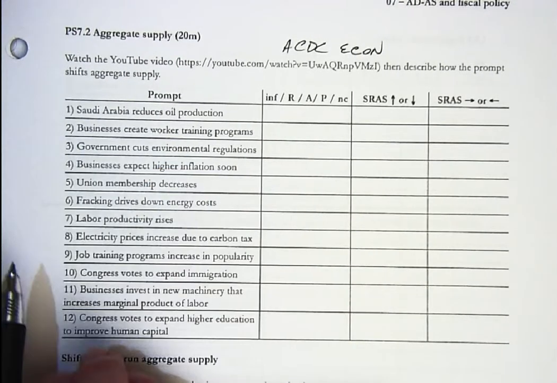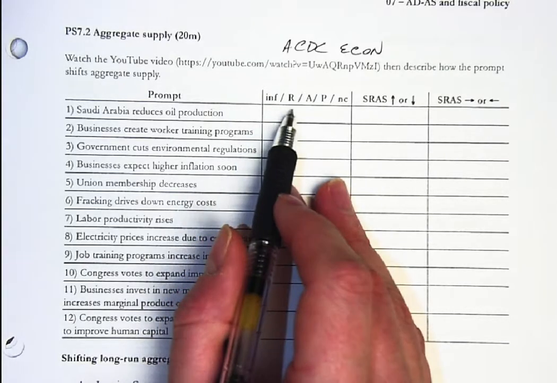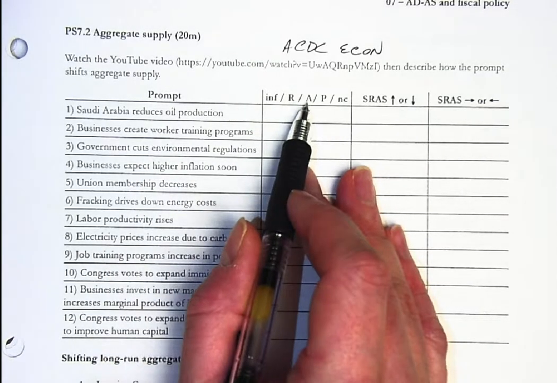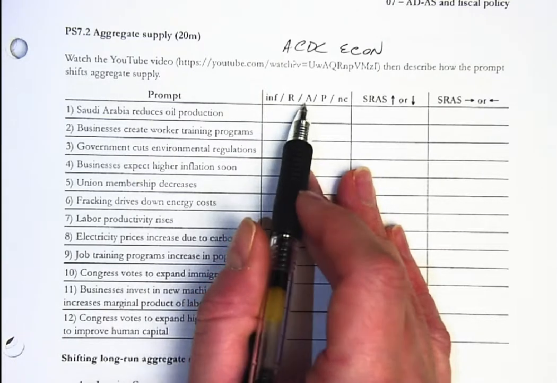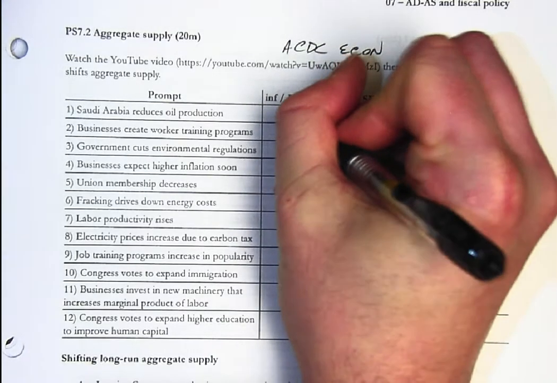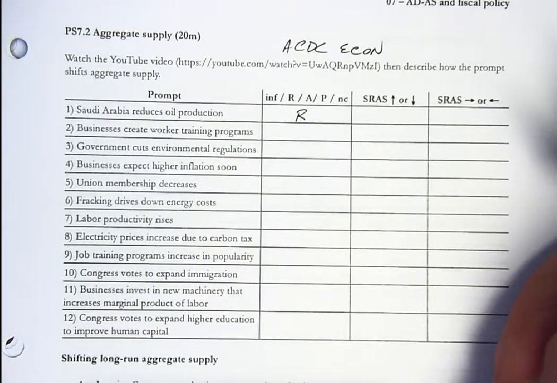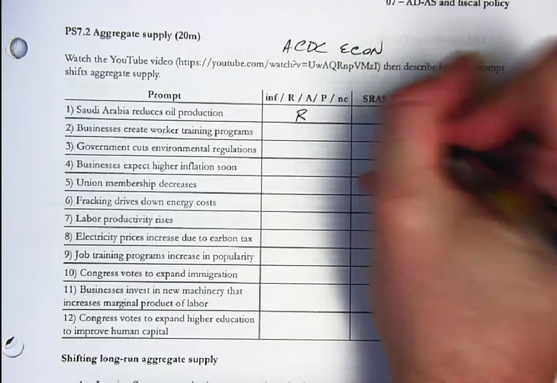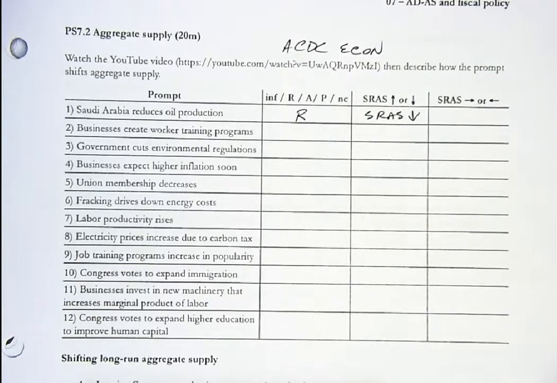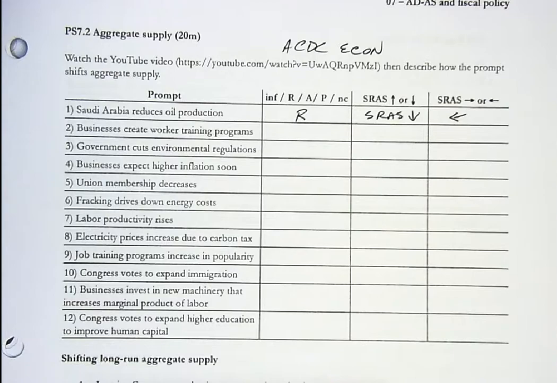Saudi Arabia reduces oil production. So we have inflationary expectations. Nah. Resource prices. Ooh, that one might be, because oil is a resource. Actions by the government affecting producers. No, not really. And productivity. No, not really. So we're going to go with resource prices. And if they reduce oil production, then the resource prices are actually going to go up. And so SRAS will go down, right? So the costs are going up, so SRAS is going to decrease, and that'll move it to the left.